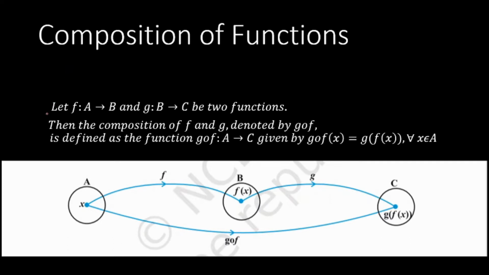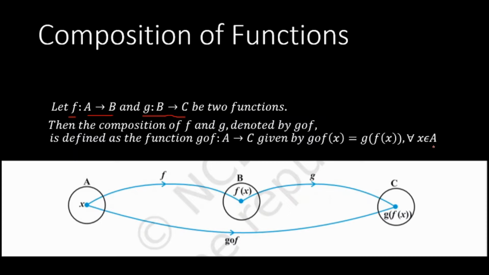So here we have the definition. Let function f: A to B and function g: B to C be two functions. So here we have function f and function g. Then the composition of f and g, denoted by gof, is defined as the function gof: A to C, given by gof(x) = g(f(x)) for all x belonging to A.